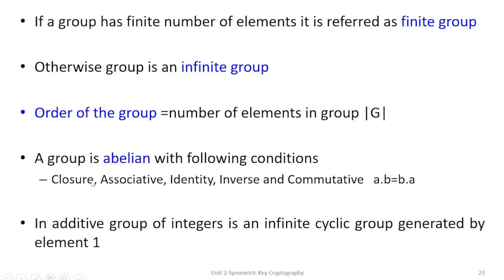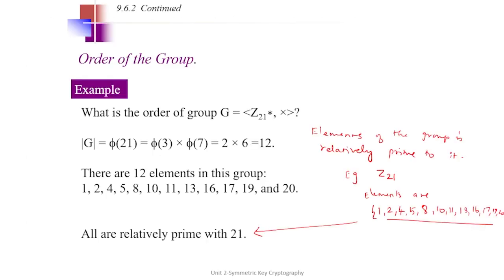So here is the definition for abelian: a group is abelian if it satisfies 5 properties. In addition, with a group of integers, an infinite cyclic group can also be generated with the element 1. So it is also possible. The order of a group is denoted by phi. So this is the phi notation.